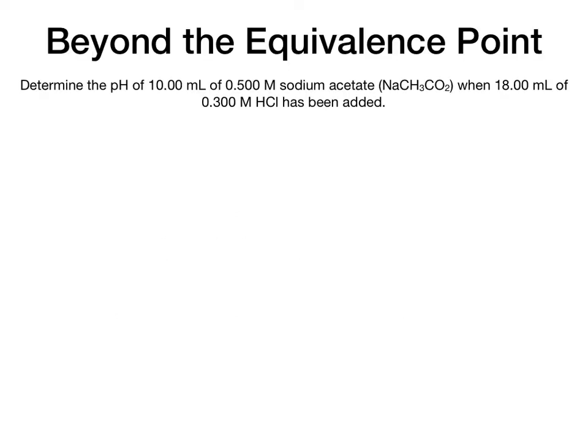Okay, so at this point, we want to determine the pH of 10 milliliters of sodium acetate when 18 milliliters of 0.3 molar HCl has been added. Now, remember from one of our previous videos that the equivalence point is when 16.67 milliliters of HCl has been added. So now with 18 milliliters, we are beyond the equivalence point.